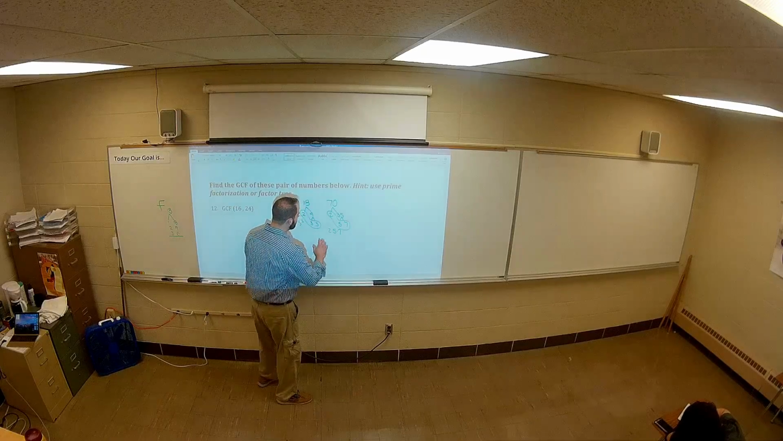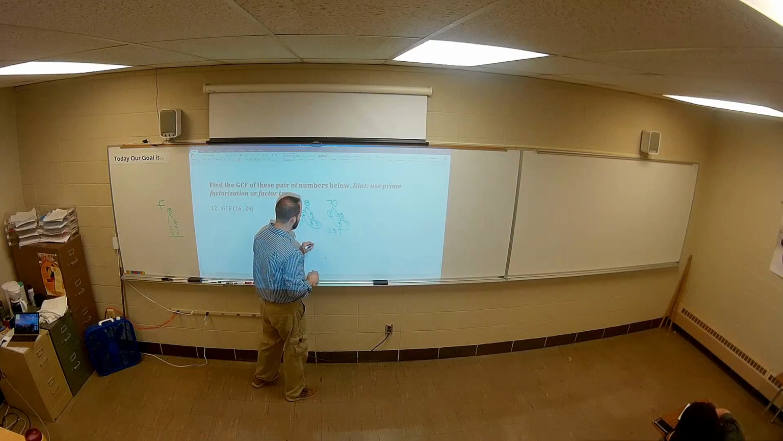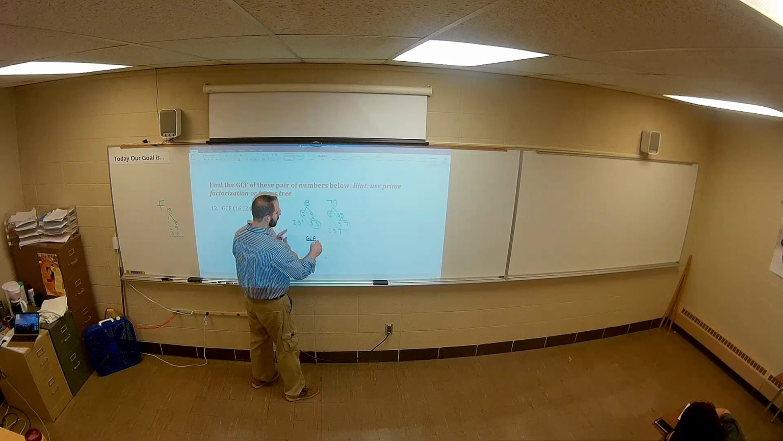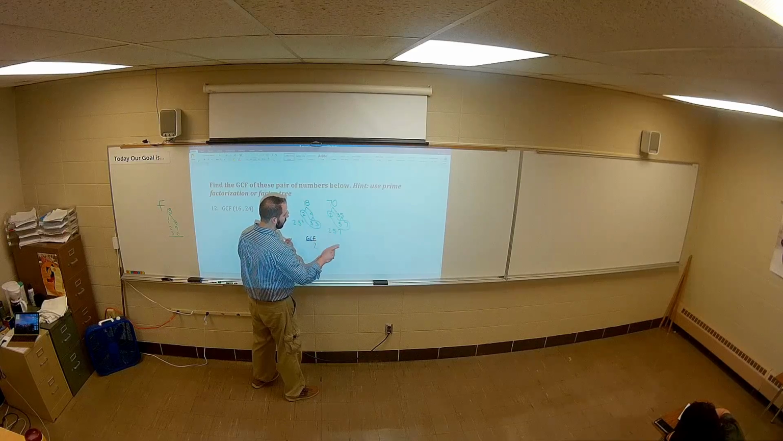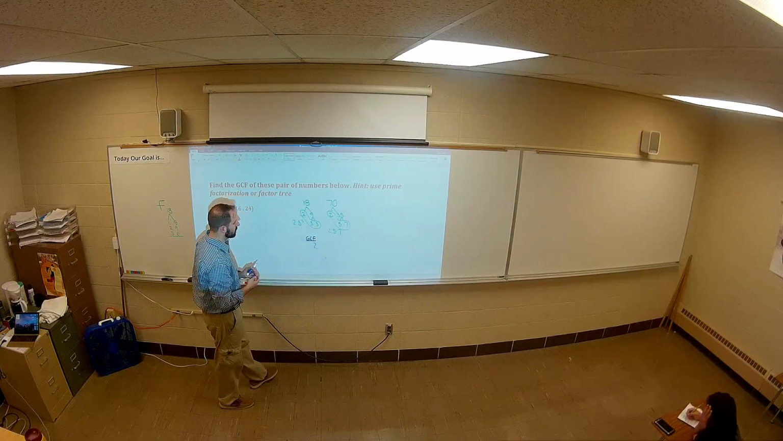Well, when I list these all out, what numbers do they both have in common? Let me compare. 2. 2, that's it. That's your greatest common factor. That's your GCF, whatever they have in common. And if they have multiple ones in common, you write them all down, and it's the smallest power of them. So they just have the number 2. There's no other numbers that they both have in common.